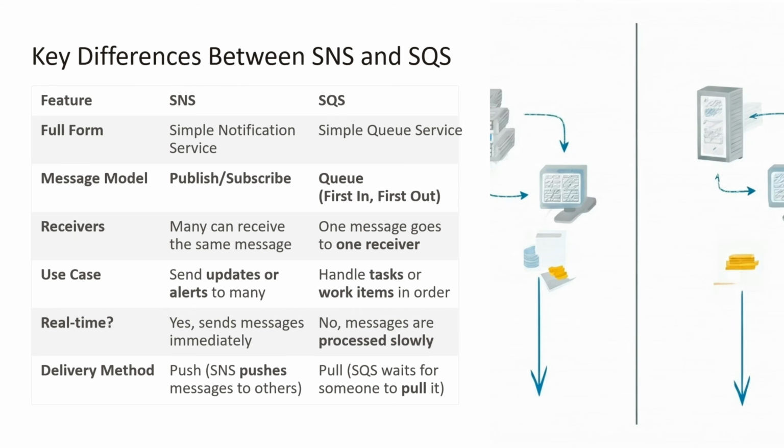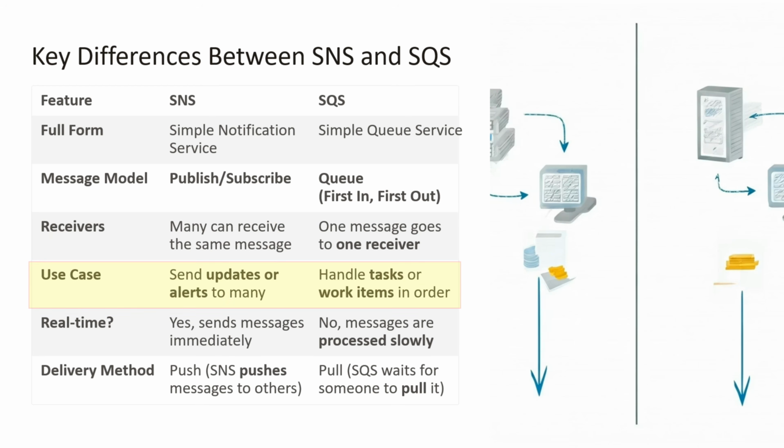What are the key differences between SNS and SQS? Full form of SNS is Simple Notification Service. Full form of SQS is Simple Queue Service. Message model of SNS is publish-subscribe. Message model of SQS is queue, which is nothing but first in, first out. Receivers: in case of SNS, many can receive the same message. Receivers: in case of SQS, one message goes to one receiver.